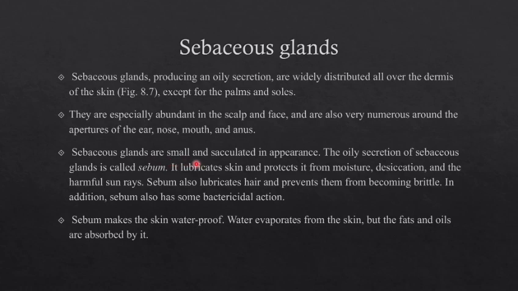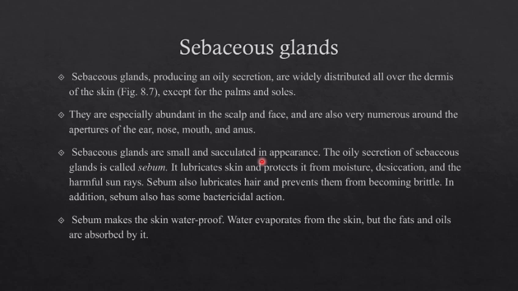Sebaceous glands are small and circulated in appearance. The oily secretion of sebaceous glands is called sebum. It lubricates the skin and protects it from moisture, desiccation, and the harmful sun rays. Understand? Clear? They are small and circulated.